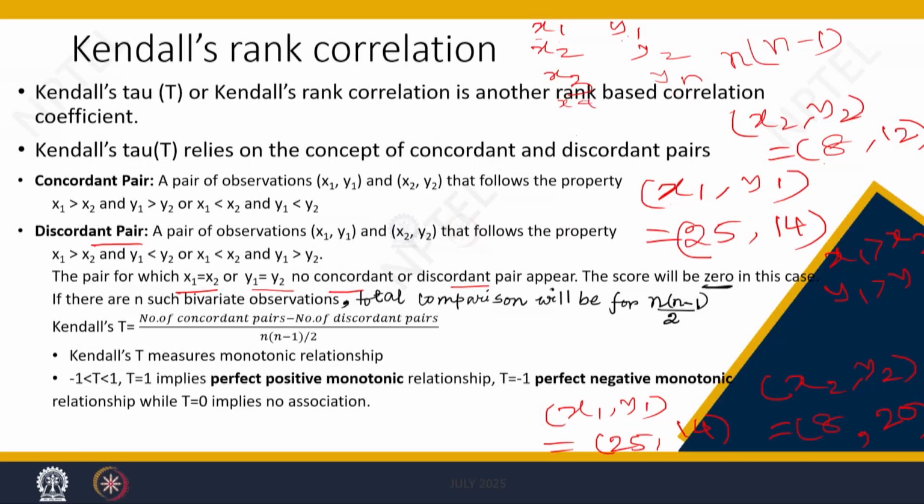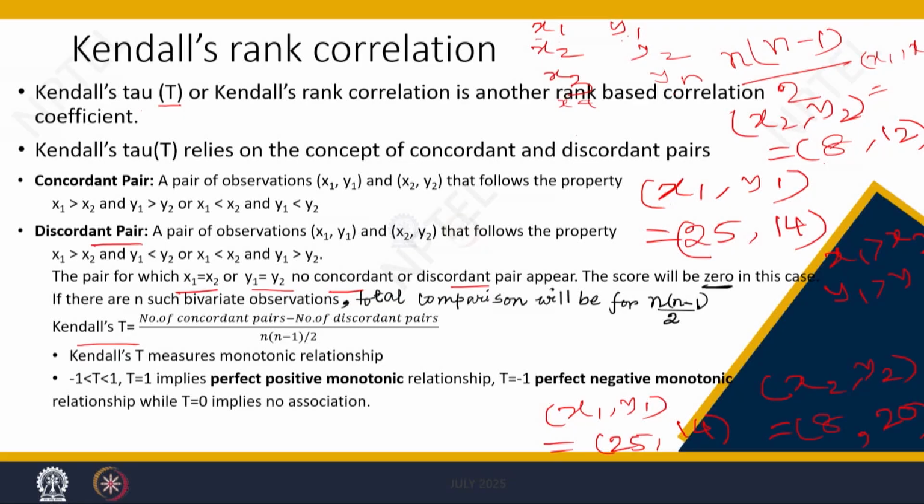But when you are checking x1 and x2, doesn't it hold for x2 and x1? So basically the x1 x2 comparison is commutative to x2 x1. That's why comparison between x1 x2 is synonymous with comparison between x2 x1, so you have to make a total of n into n minus 1 divided by 2 comparisons. Clear? So Kendall's T or Kendall's tau: T is the sample version and tau is the population version.